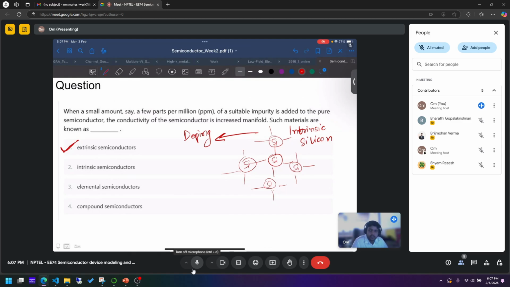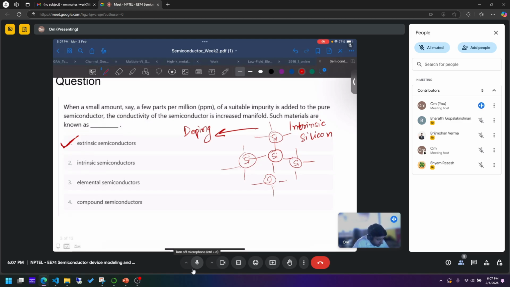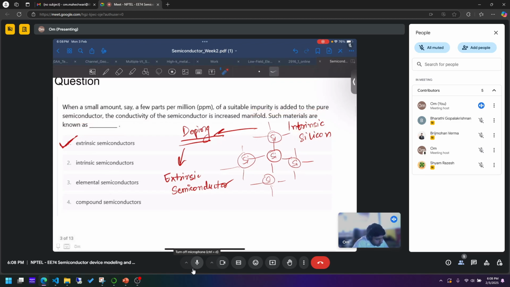Okay, so we were discussing intrinsic semiconductors and doping. In the intrinsic semiconductor, to modulate its properties, we introduce some additional materials, which is the process called doping. And doping makes the semiconductor into an extrinsic semiconductor. The impurities are added to the pure semiconductor, which is the intrinsic semiconductor, to modulate or increase its conductivity. Such materials are known as extrinsic semiconductors. Okay, so let's see the next one then.